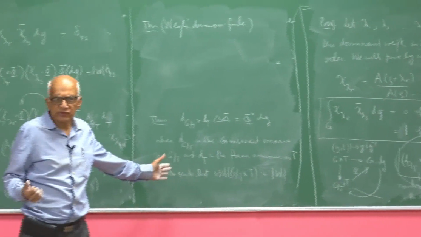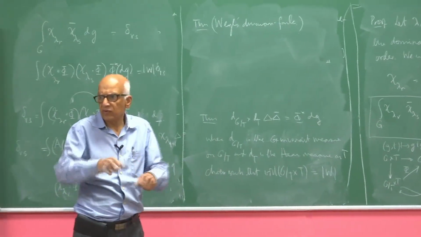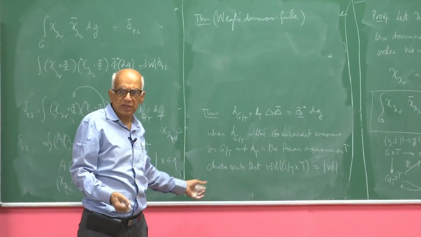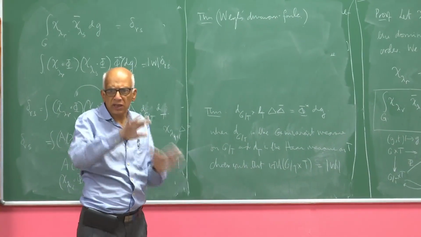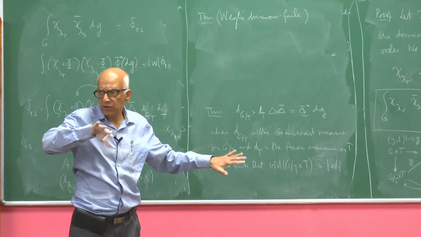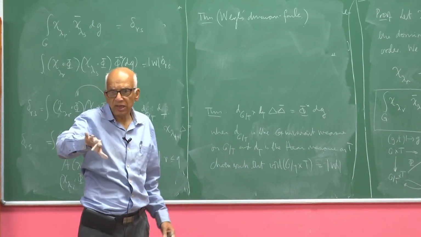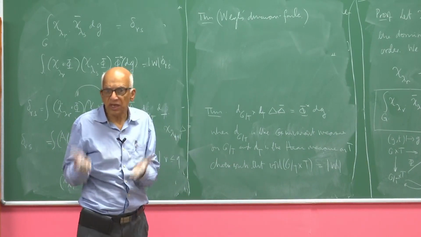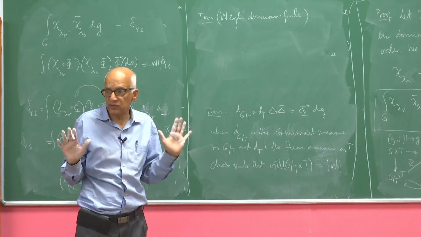This is the one which facilitates easy integration of class functions. Instead of functions on G, you get functions on G by T cross T, and once it is a class function, it turns out to be independent of the first variable. It's only a function on T, so you're reducing integration on G to integration on T for class functions, not for everything, for class functions.